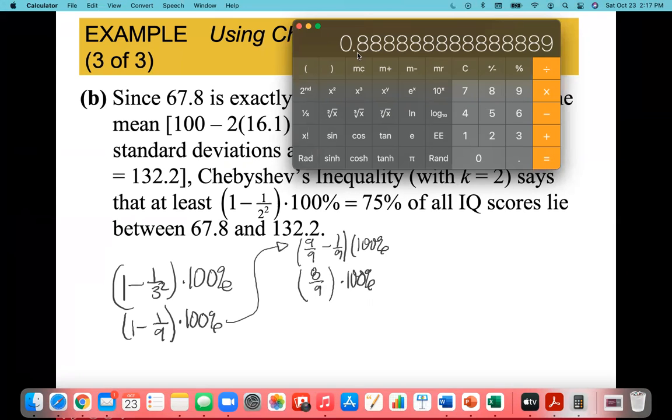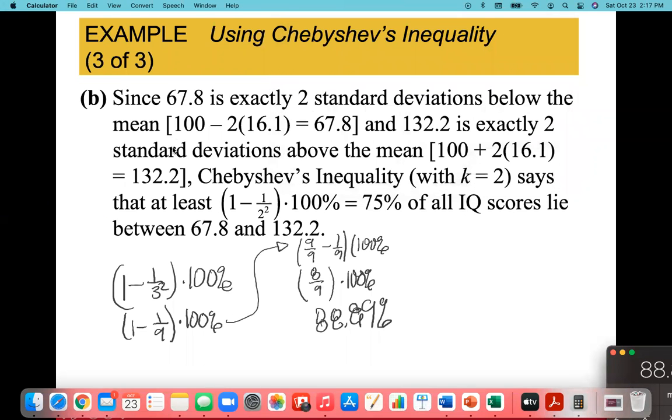It gives us 0.88889. And now we're going to multiply that by 100%, so times 100. And that gives us 88.89. So 88.89%. And that's how they were able to get this value.